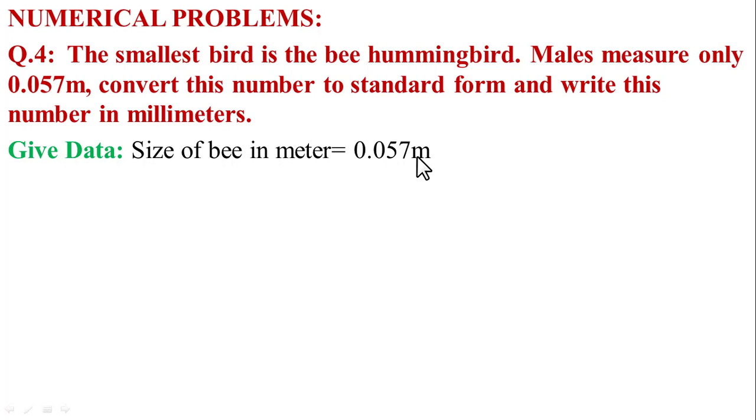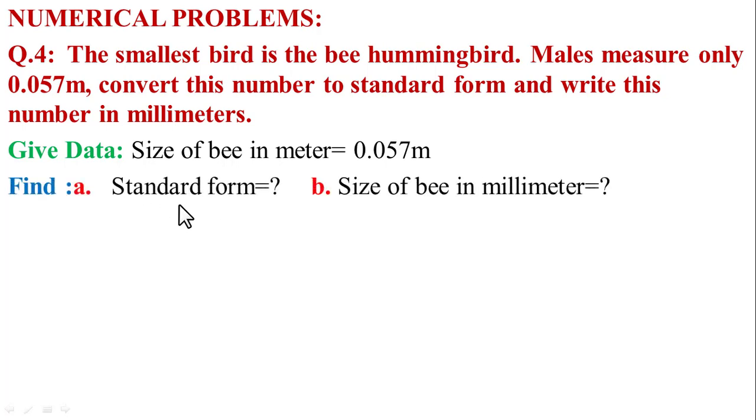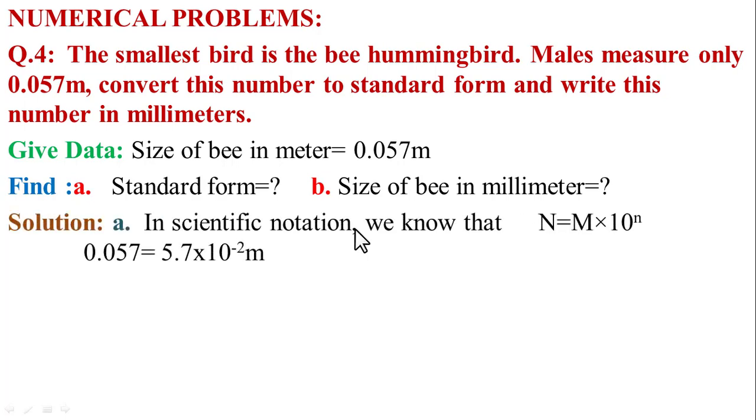First of all, we will discuss that when we move from right to left, the decimal power of 10 is positive. When we move from left to right, this is the clockwise direction. In clockwise direction, the power of 10 is negative. In part A we find the standard form and in part B the size of bee in millimeter. Now let's start the solution from part A.